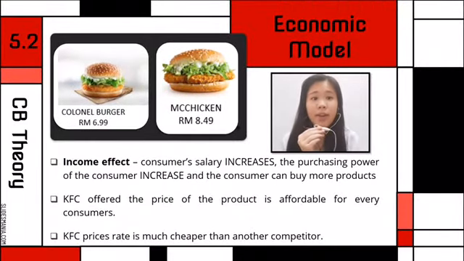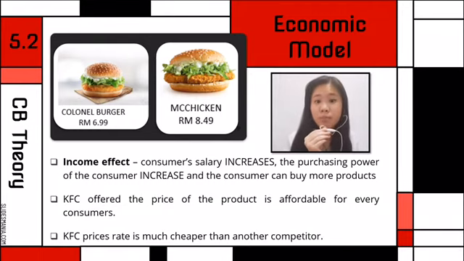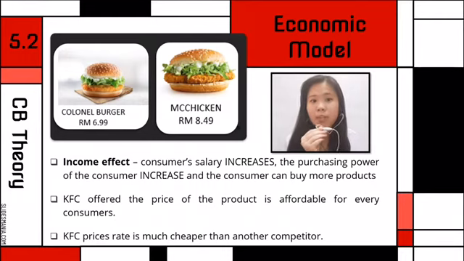The first effect is income effect, where when a consumer gets more salary, the purchasing power of the consumer increases and the consumer can buy more products or services. KFC offers product prices that are affordable for every consumer and the price range is much cheaper than other competitors. As you can see, the price of the KFC burger is set at ringgit 99 cents, but the competitor's burger is at ringgit 49 cents. So consumers of different income levels will prefer to purchase food from KFC delivery apps than the competitors because the cheap price can buy more products.